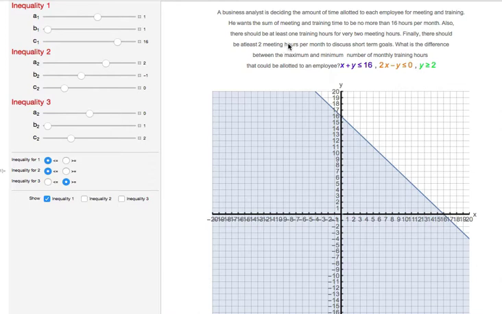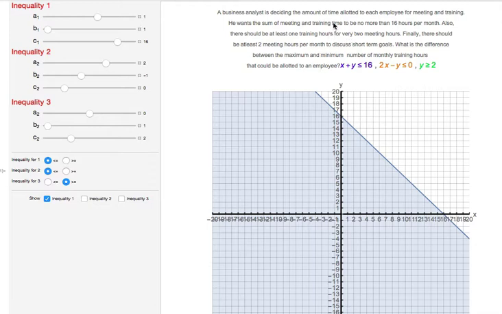Also, there should be at least one training hour for every two meeting hours. Finally, there should be at least two meeting hours per month to discuss short-term goals. What is the difference between the maximum and minimum number of monthly training hours that should be allotted to each employee? So here there are three problem statements.